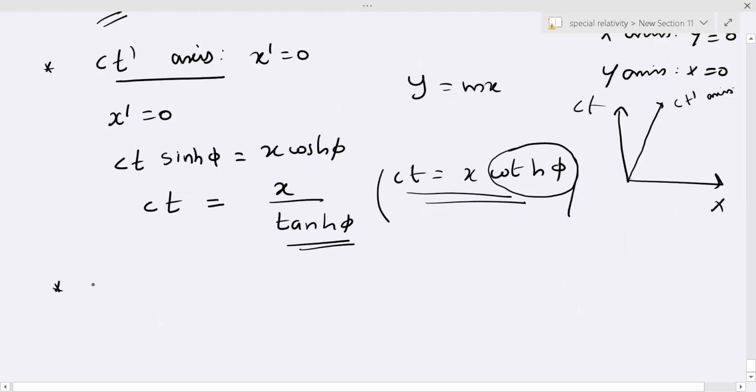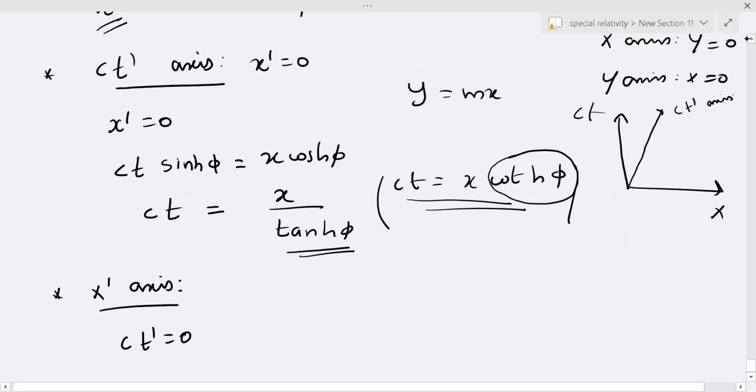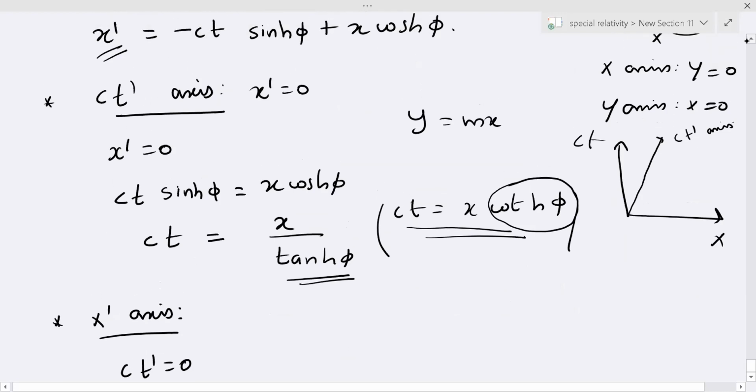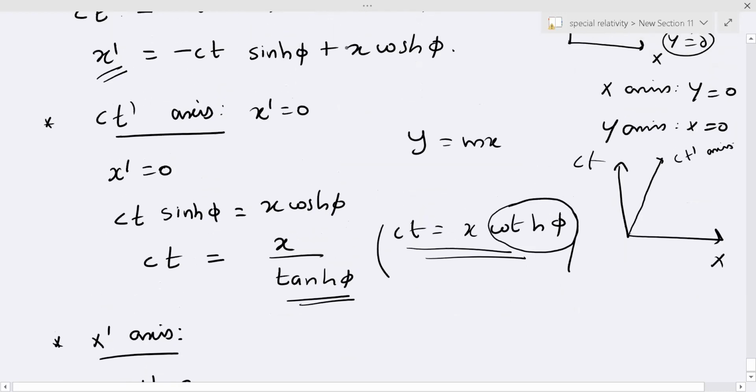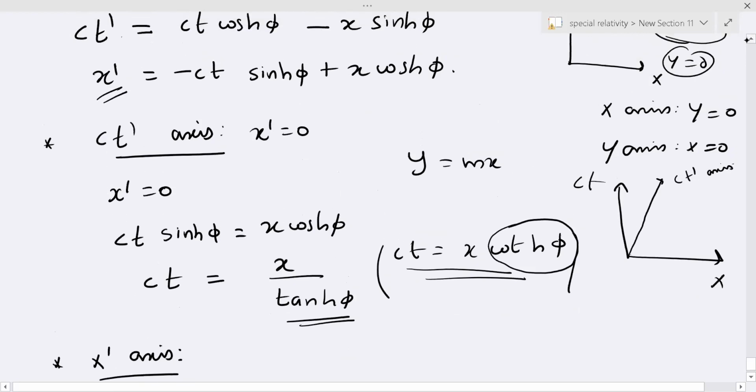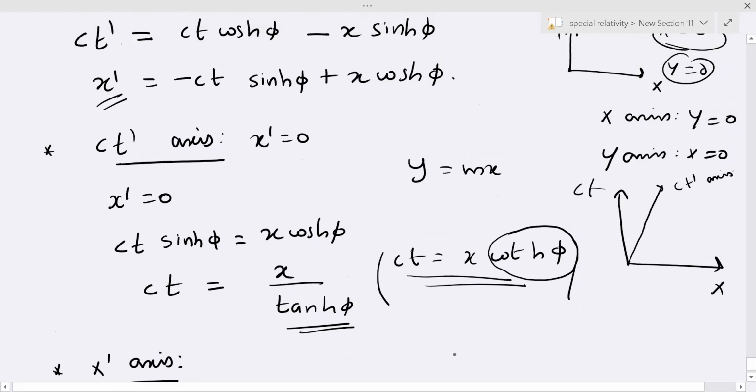Yes. Okay, now we need to find the x prime axis. So in order to find the x prime axis, you just put CT prime equal to 0. Am I right? So if you take CT prime equal to 0, you see that the equation corresponding to the x prime axis corresponds to CT prime equal to 0.